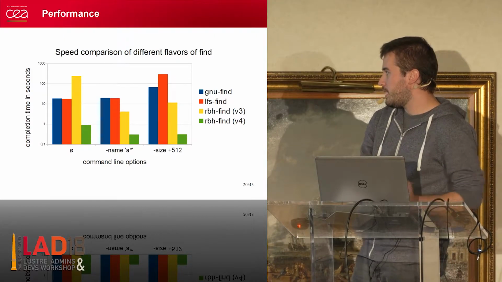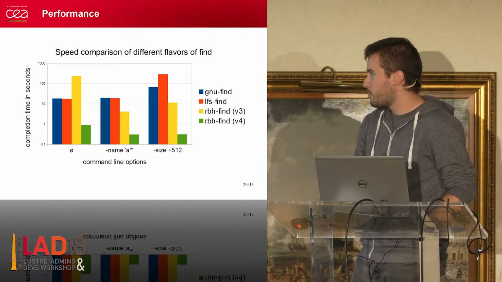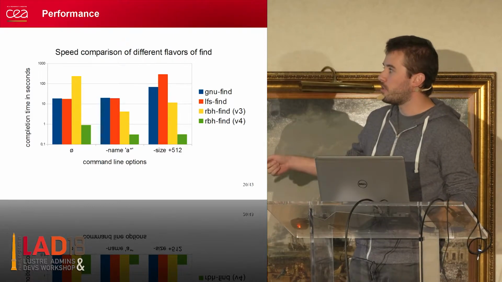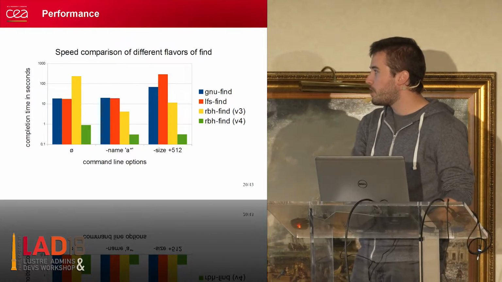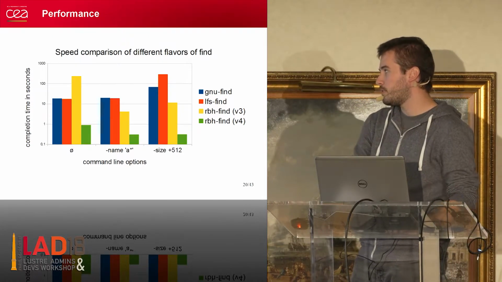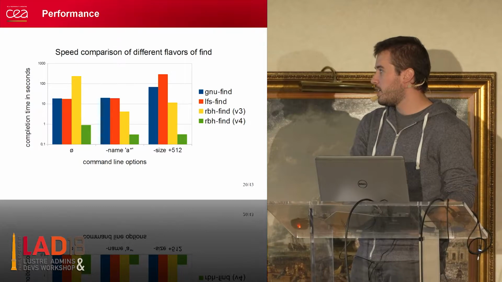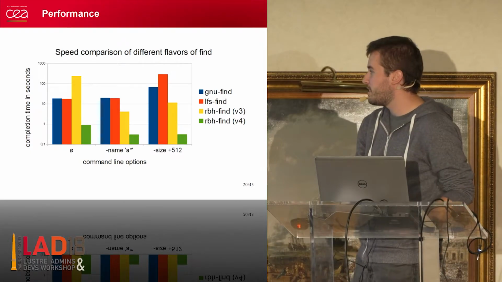We can see that in any case, RBH Find v4 actually performs very well. This is a logarithmic scale, so it is actually always 10 times better than the best implementation currently. I think that's quite good.